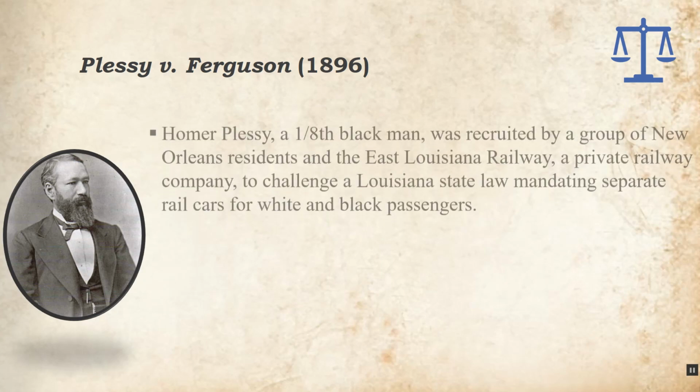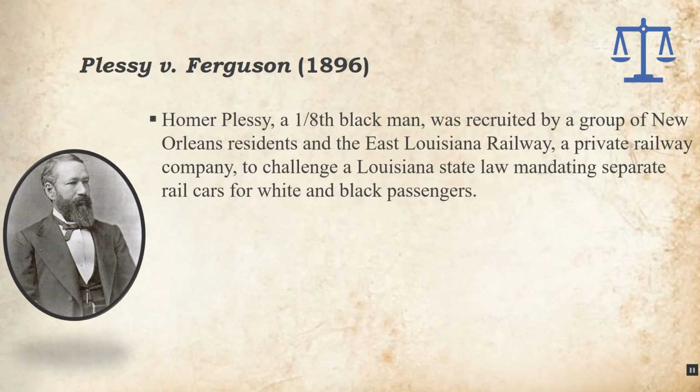So in the 1896 Supreme Court ruling of Plessy versus Ferguson, for example, you have this gentleman on the left-hand side of your screen, a guy by the name of Homer Plessy, who was 1/8 black, and who was recruited by a group of New Orleans citizens and a private railroad company called the East Louisiana Railway Company to challenge a Louisiana state law mandating separated rail cars for white and black passengers. Right? Private companies didn't necessarily want to participate. Some of them did, were actively excited for the opportunity to discriminate. But many private companies saw this as an unfair, discriminatory, and economically burdensome practice and therefore decided to resist.